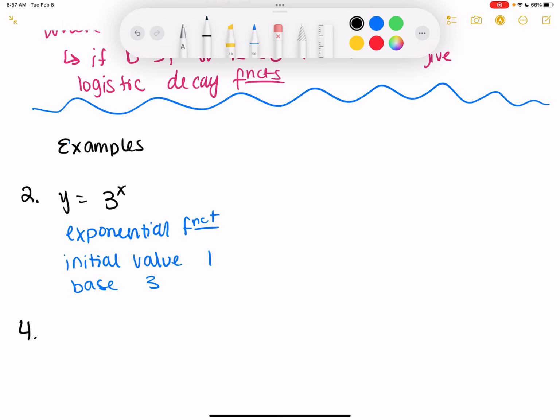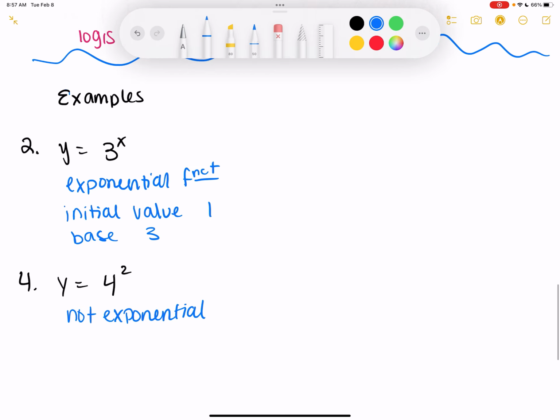Number 4, same instructions. Y is equal to 4 squared. Not exponential. Why is it not exponential? It's a 2, meaning it doesn't have a variable in the exponent. It's a number. It's just a constant function, because it just gives you out 16.